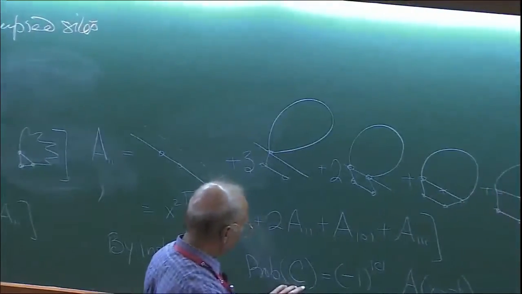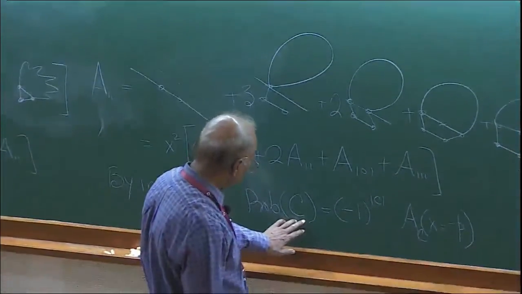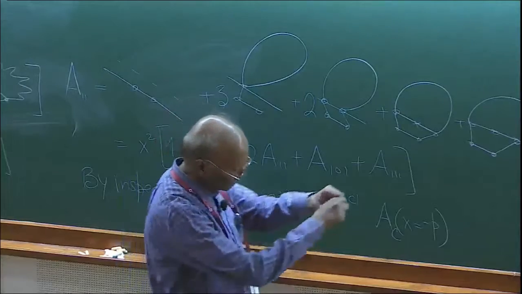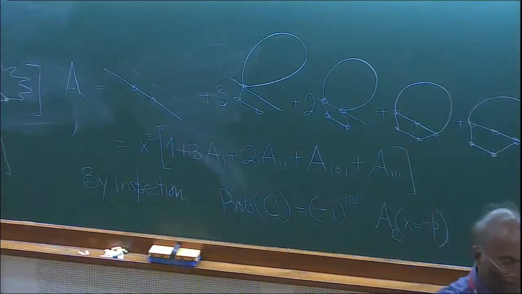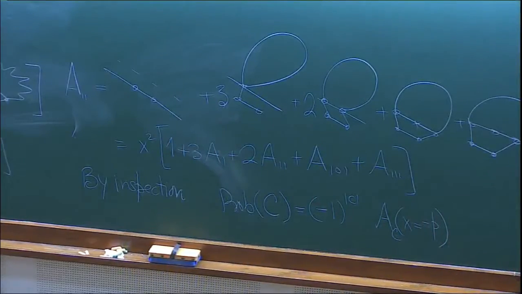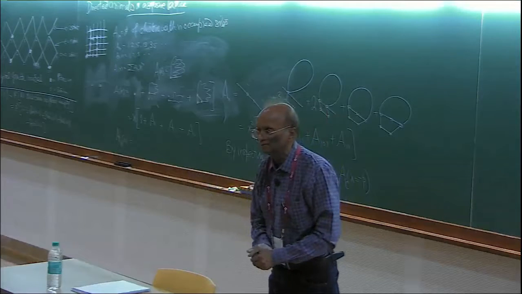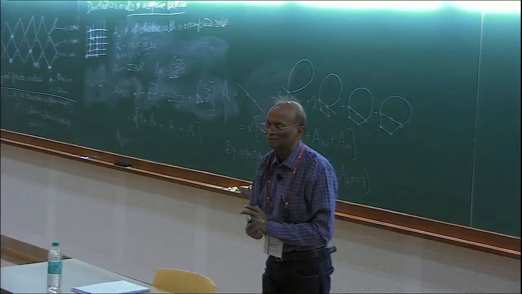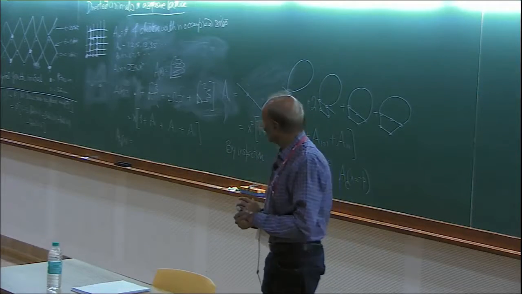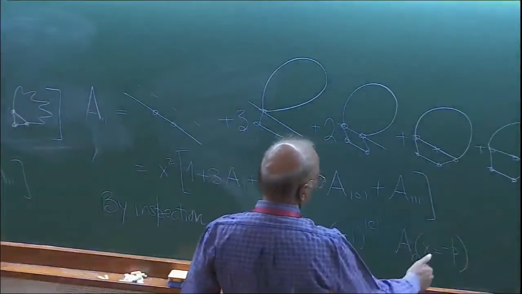Prob of C, this is the probability that on a one-dimensional line I have a particular configuration of ones and zeros. That is a problem which I can easily do because that is a one-dimensional statistical mechanics problem done by transfer matrix or whatever method, right? So I know this one, and hence I know this one.